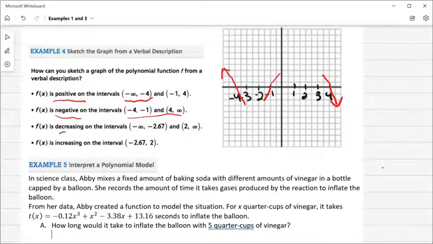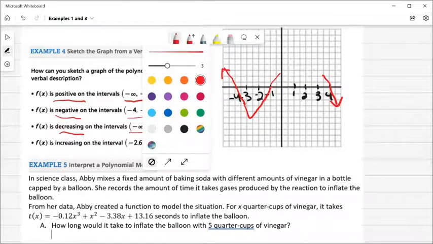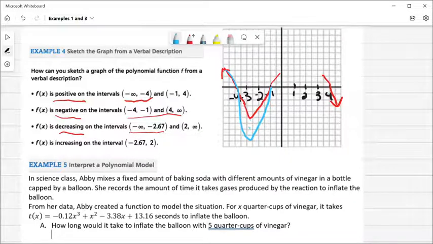All right, it's decreasing from negative infinity to negative 2.67. So here's about negative 2.5. So here approximately might be negative 2.67. So that's the place where it stops decreasing and then it switches to increasing. I don't know how far down this point is, and so as I mentioned in class, you certainly could have had something like this, as long as the point where it changes from decreasing to increasing is still negative 2.67.